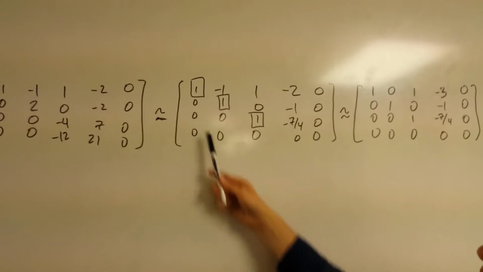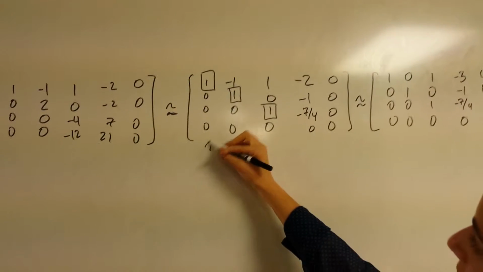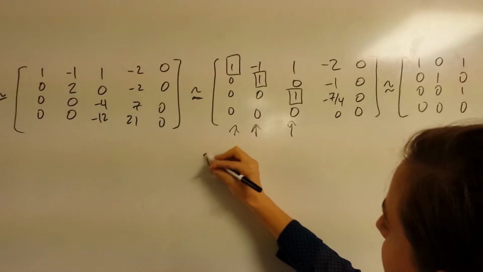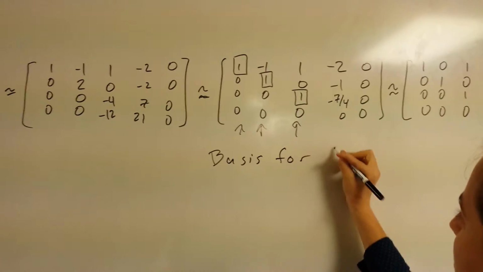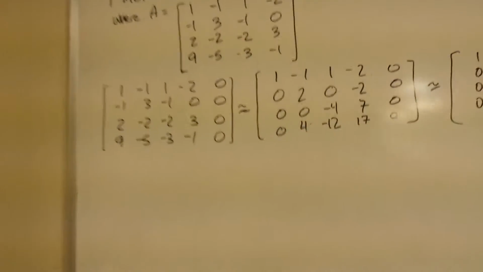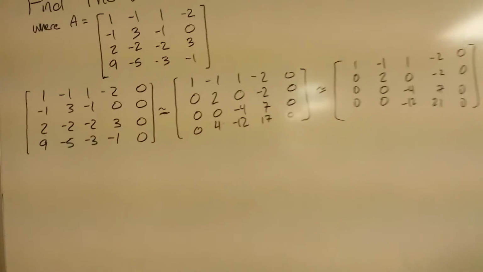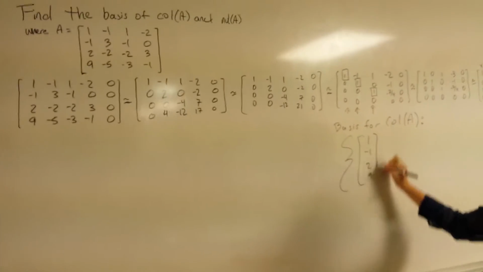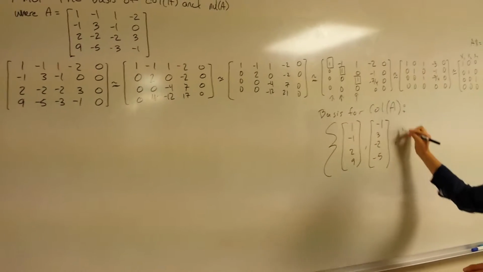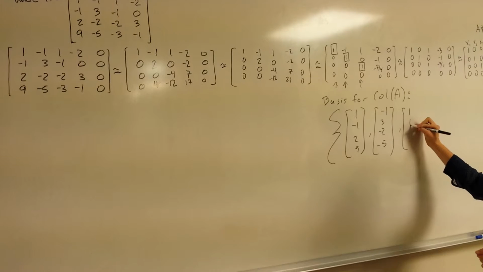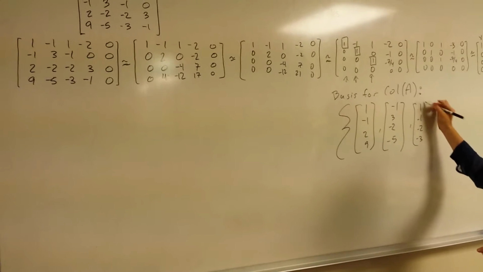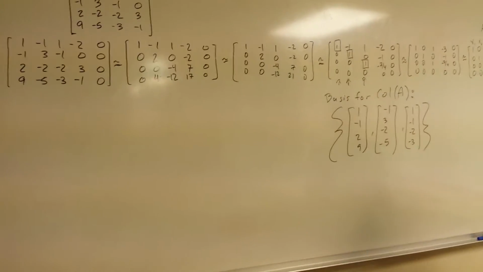And right here we can already tell where our pivot positions are, and so we can tell where our pivot columns are. That gives us the first part of our answer. So for the basis for Col A, we have to look back at the original. You put the answer in this format right here: 1, -1, 2, 9, then -1, 3, -2, -5, and finally 1, -1, -2, and -3. So that's the basis for Col A.